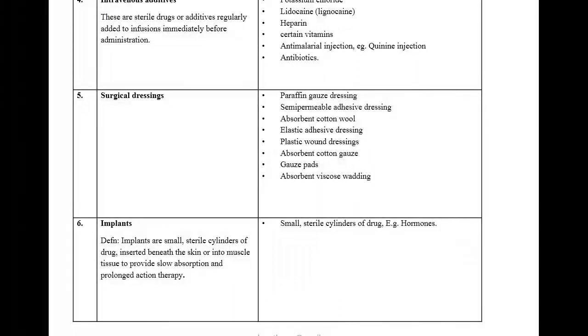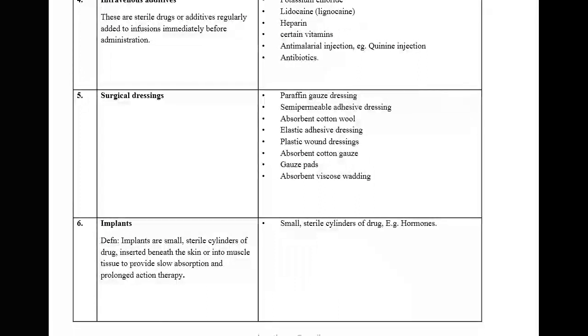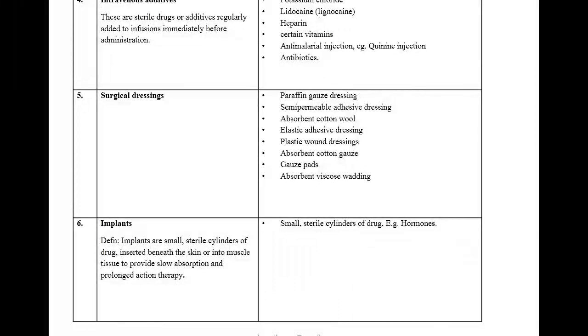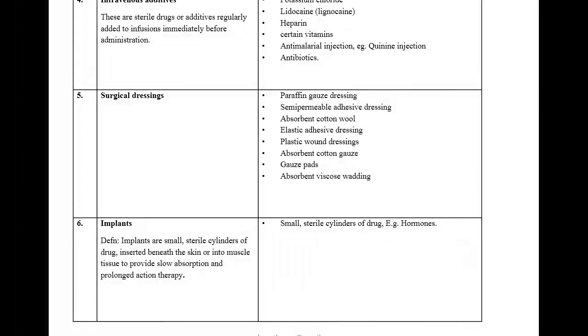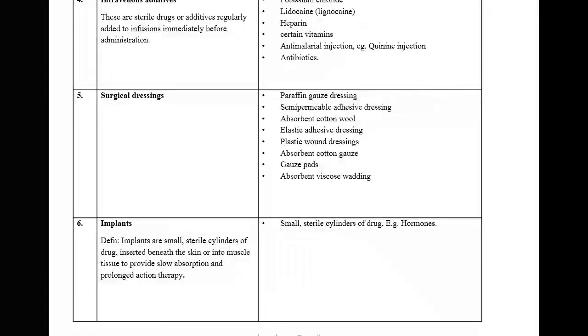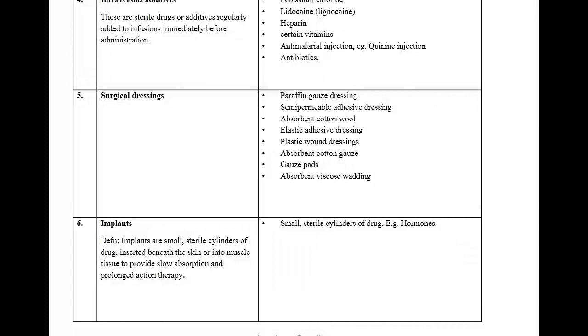Another type is surgical dressing. Example, paraffin gauze, bandage, and whatever. Bandage zote zinaweza kutumika kufunika kidonda wakati wa surgery, either unasafisha kidonda and whatever. Semi-permeable adhesive dressing, absorbent cotton wool, elastic adhesive dressing, plastic wound dressing, absorbent cotton gauze, and whatever. These also are surgical dressings that you are supposed to know.